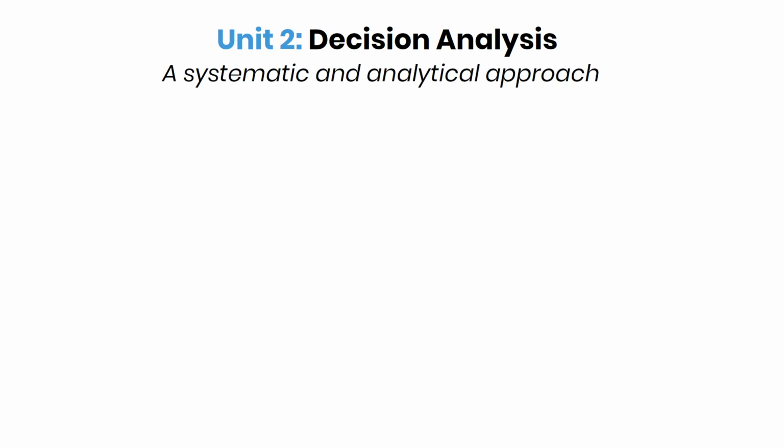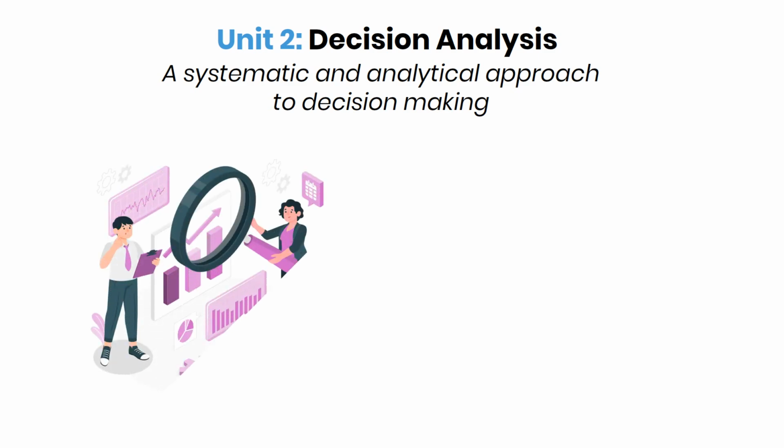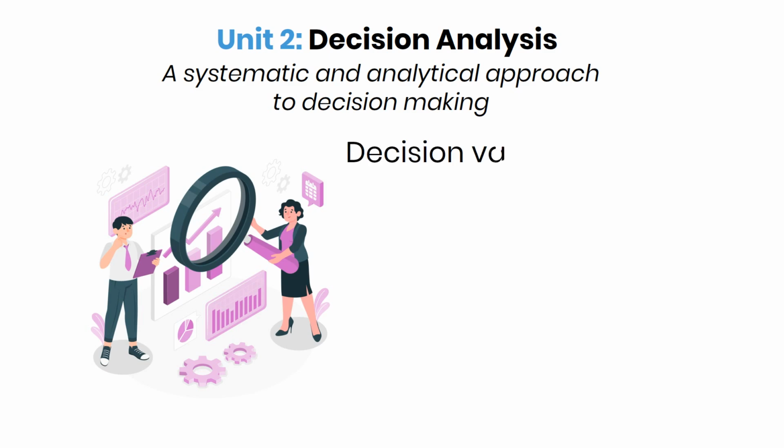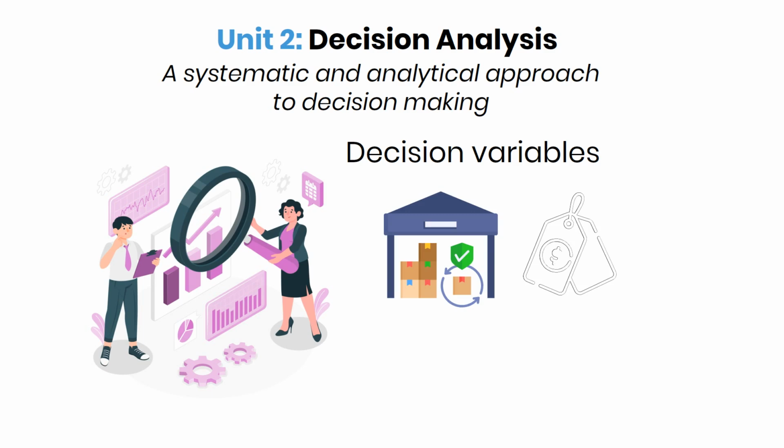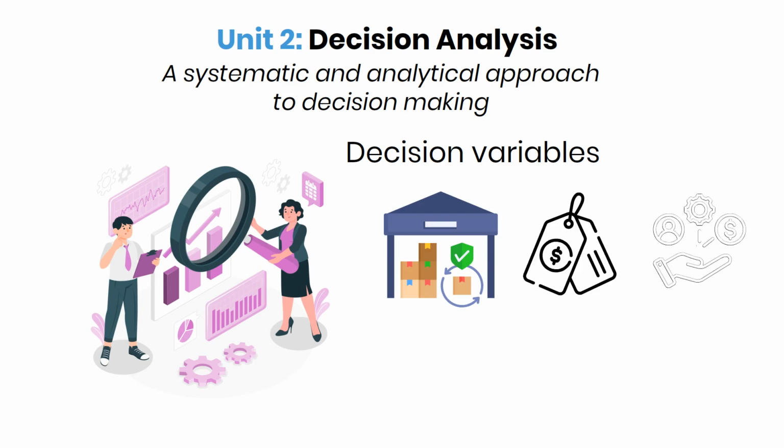Decision analysis is a systematic and analytical approach to decision-making, which involves understanding and evaluating the factors that influence the choices available to decision-makers. At the core of decision analysis is the identification and definition of decision variables. Decision variables are the controllable aspects of a decision-making problem. For instance, in a business context, decision variables could include the amount of inventory to order, the price of a product, or the allocation of resources. Understanding these variables and how they can be manipulated is essential for making informed decisions.